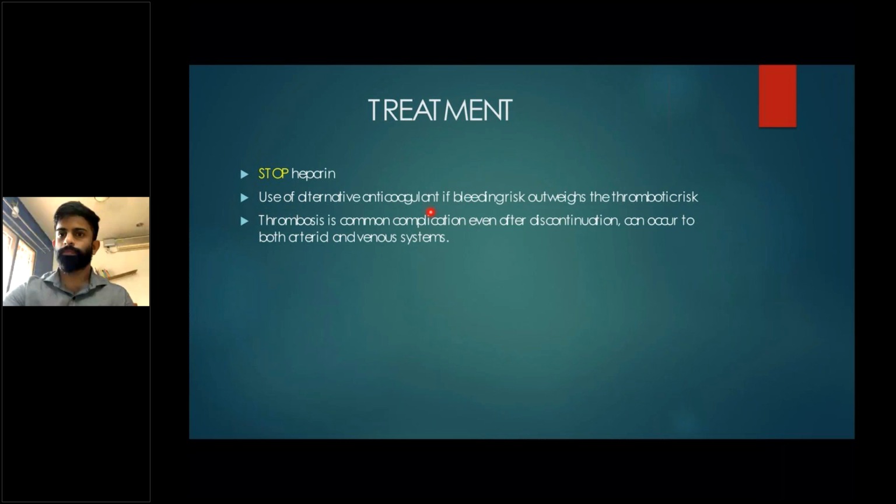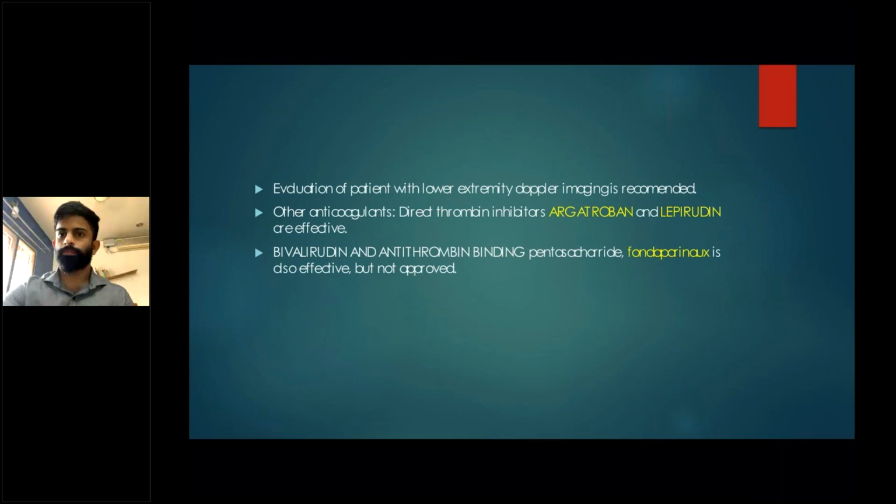Use an alternative anticoagulant if the thrombotic risk outweighs the bleeding risk. So if the thrombotic risk is more and the bleeding risk is less, then you have to go for an alternative anticoagulant. If the bleeding risk is more, then you cannot give an anticoagulant. Thrombosis is a common complication even after discontinuation, can occur in both arterial and venous systems, more commonly in the venous system. Evaluation of the patient with lower extremity Doppler imaging is recommended to look for DVT.